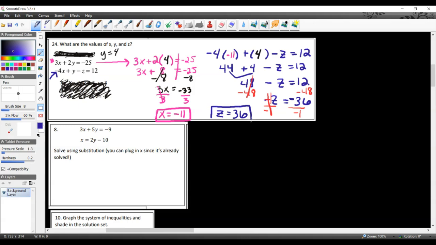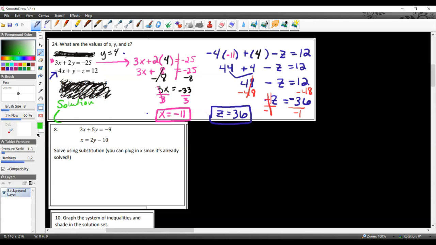So there are our 3 answers. We have y, x, and z. But remember that when we're doing the solution set, we're actually writing it in order. So I'm going to go ahead and put the solution right here.